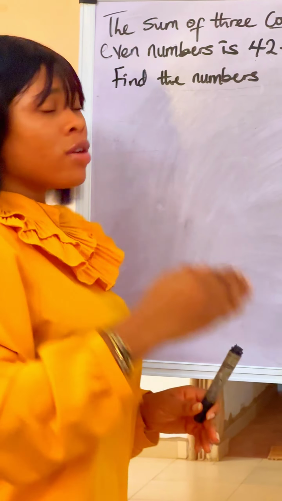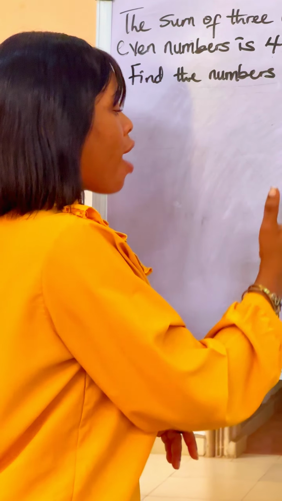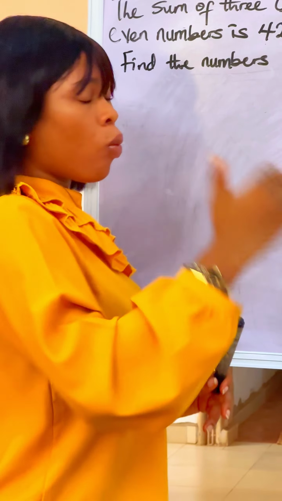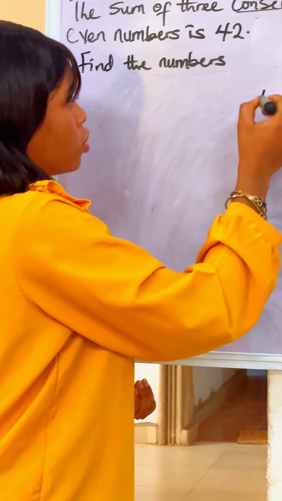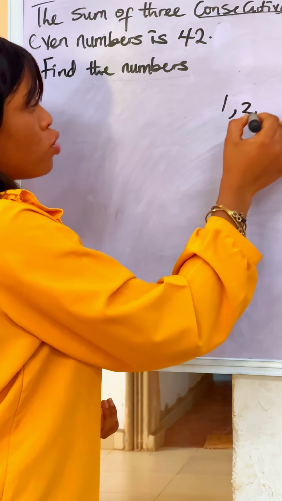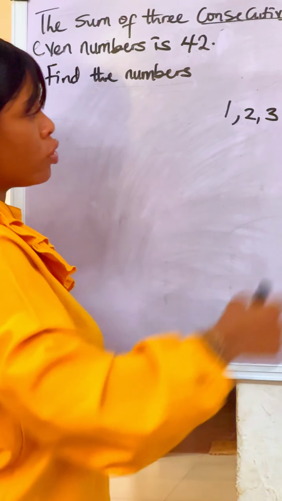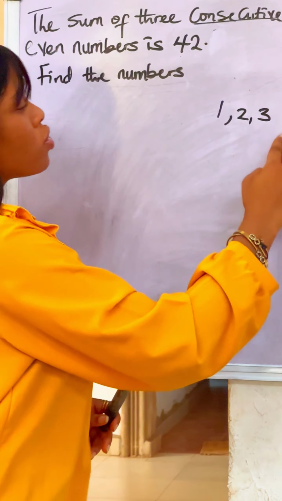Consecutive numbers are those numbers that follow each other, one after the other. Just as we have 1, after 1 we have 2, after 2 we have 3, and so on. So we can call these consecutive numbers.